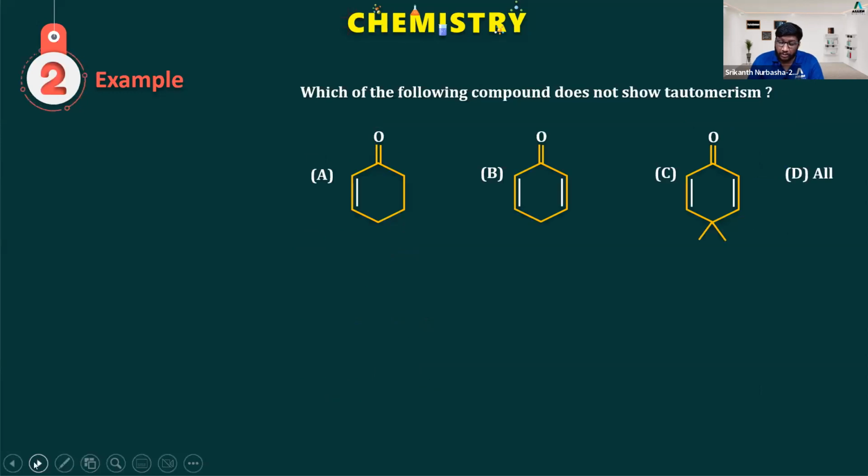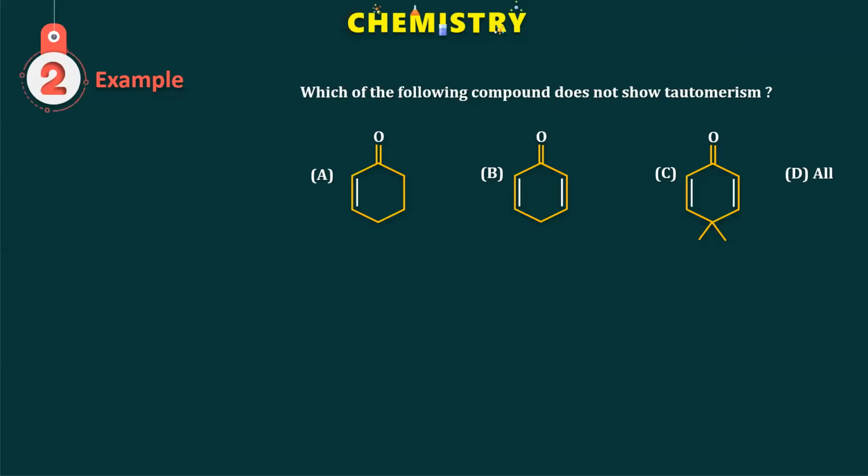Which of the following compounds does not show tautomerism? We have studied Brett's rule, right? What is Brett's rule? Can anyone say? Brett's rule, we have studied or not studied? No, sir. No? So okay, fine. Solve this question first. Out of all the 4 compounds given to you, A, B, C and D, which compound does not show tautomerism?